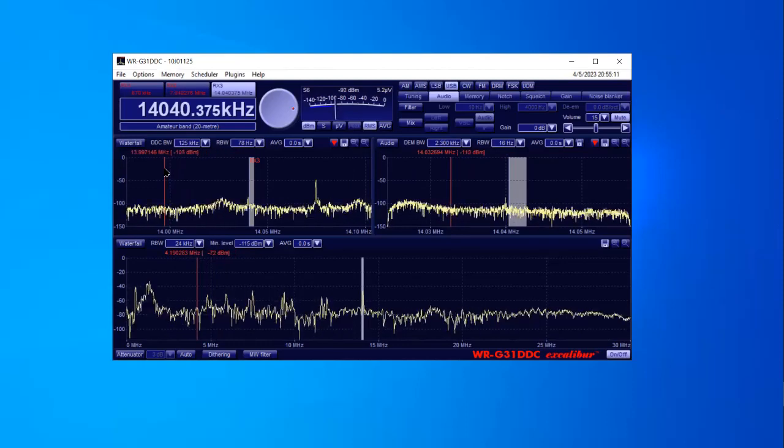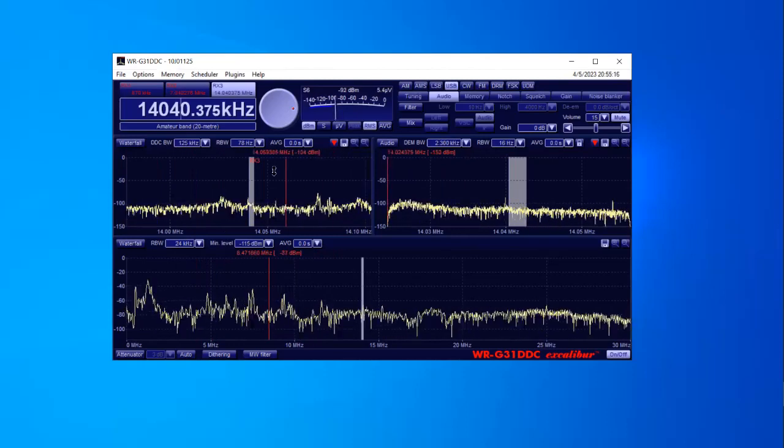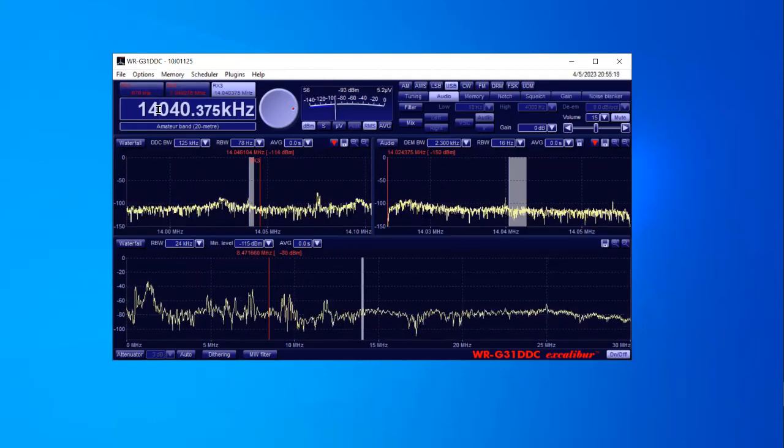Howard, yes. If you go up to 7.255, there's an HF net going on over there.